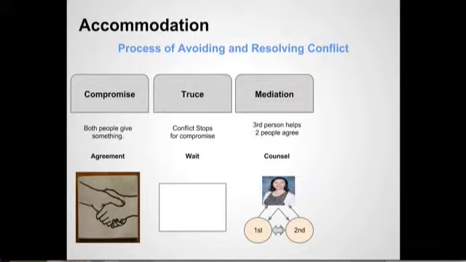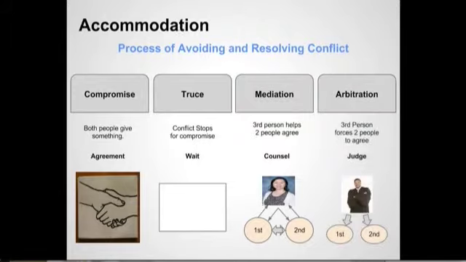They counsel. So the counselor talks to the first person, talks to the second person, and the first and second person can then come to an agreement with the counselor's help. Finally, there's arbitration. And arbitration is when a third person forces two people to agree. Instead of a counselor, it's a judge, and the judge decides who's going to do what and how.